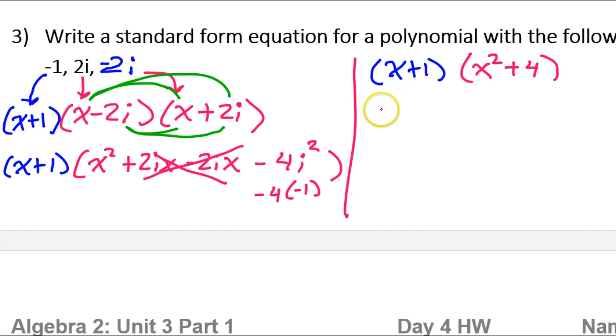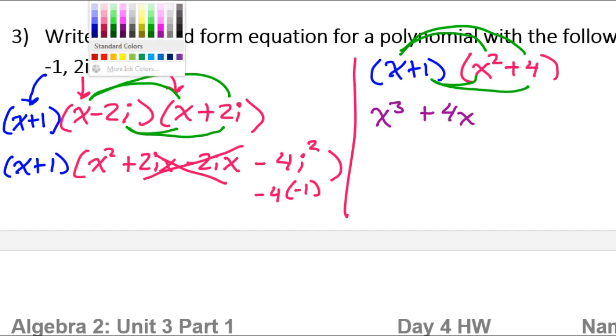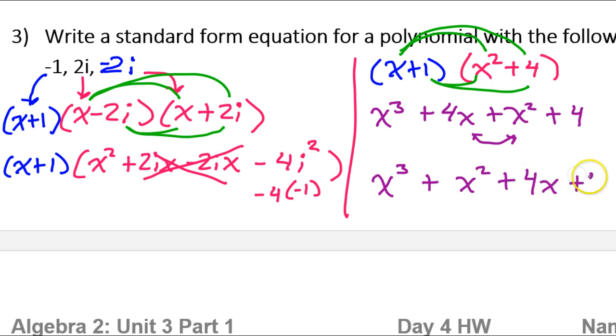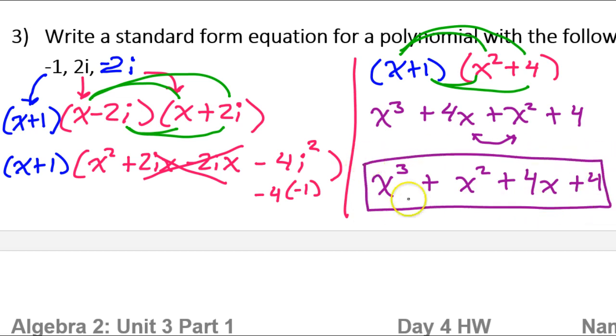So now I need to do the distributive property again. Okay, so when I do x times x squared and x times 4, I'm going to get x to the third power and then plus 4x. And now I'm going to do 1 times x squared and 1 times 4. So that's going to give me plus x squared plus 4. Now I need to write this in standard form, so I'm just going to switch these around. So in the end, I will have x to the third power plus x squared plus 4x plus 4. That would be my final answer for number 3.